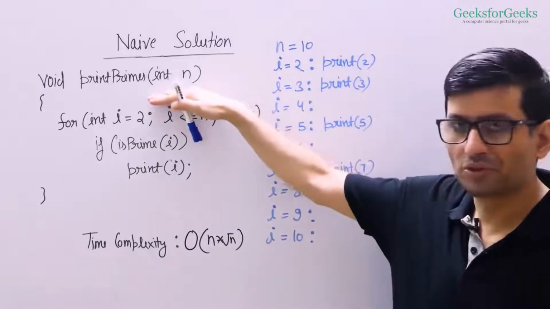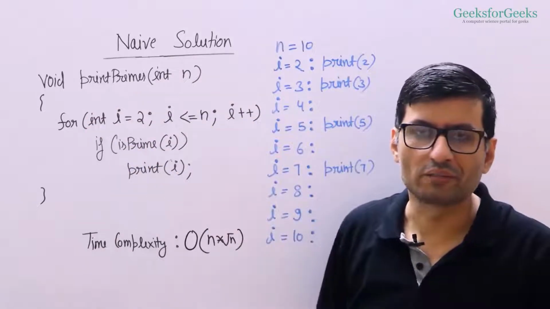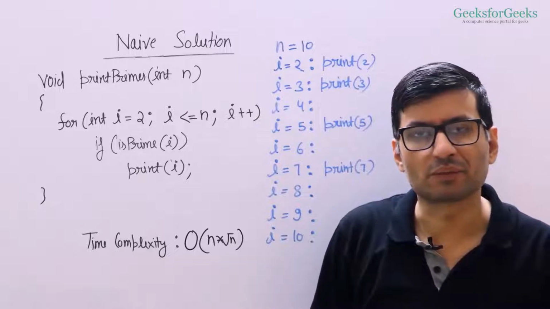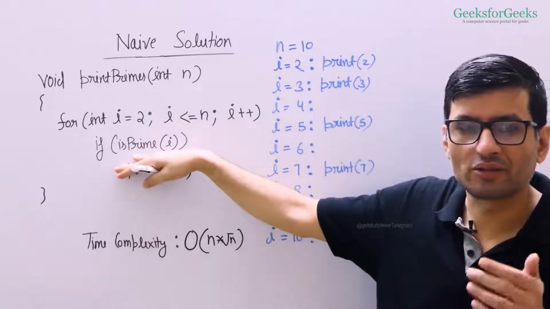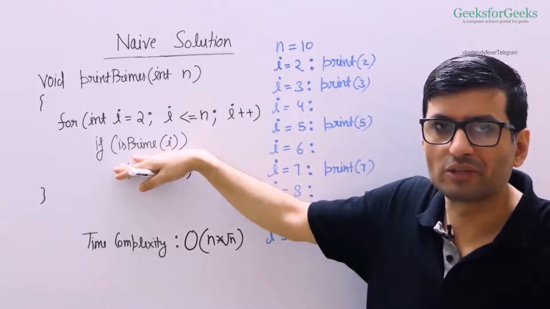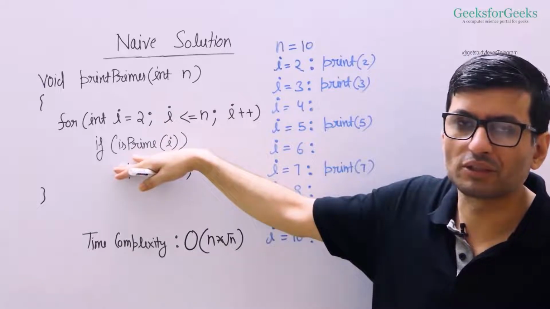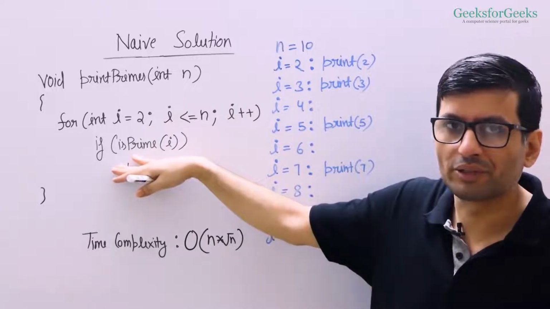So in the naive solution, we have a simple idea. We run a loop from 2 to n. For every number, we check if it is a prime. If it is prime, then we print it. So I've written isPrime here. I'm assuming that you have written the isPrime function, which takes an integer and returns a boolean value. It returns true if i is prime, otherwise it returns false. We've talked about implementation of isPrime in an earlier video.